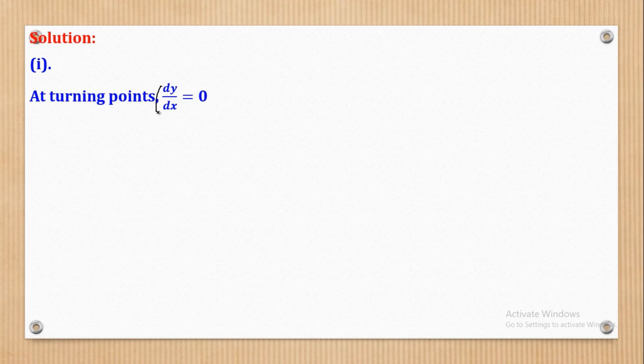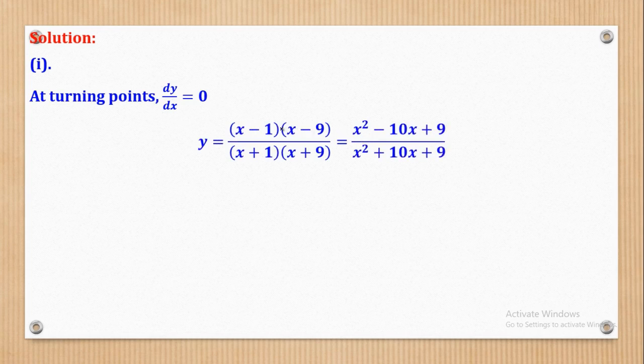So let's start with the first part, Roman 1, which wants the turning points. So at turning points, you already know that the first derivative is equal to 0. Therefore, come and write your expression of y. It's not easy to differentiate when it is in this form, so you have to expand to get that and expand this to get that.